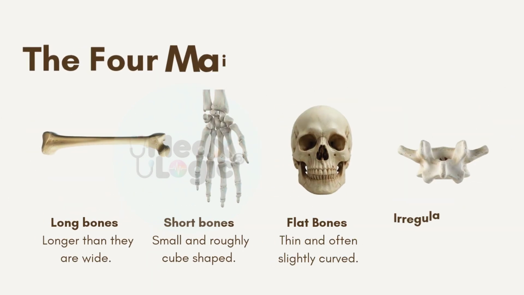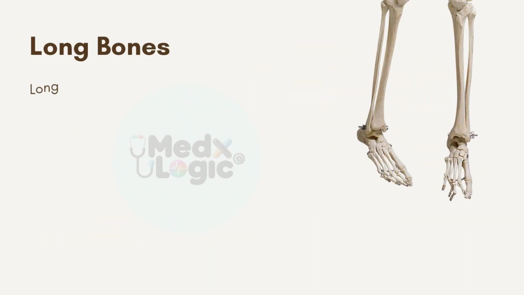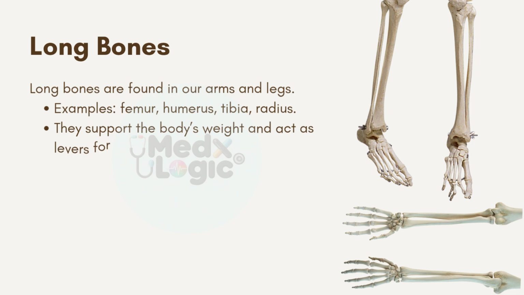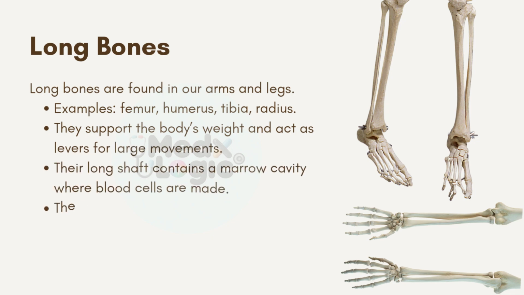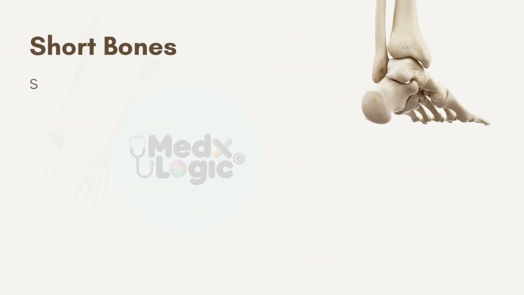Bones are grouped into four main types: long bones, short bones, flat bones, and irregular bones. Each type has a special shape suited to its function. Long bones are found in our arms and legs, such as the femur, humerus, tibia, and radius. They support body weight and act as levers for movement. Their long shaft contains marrow where blood cells are formed. The ends are covered with cartilage to reduce friction at joints.